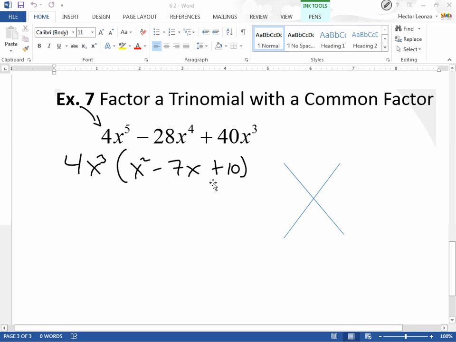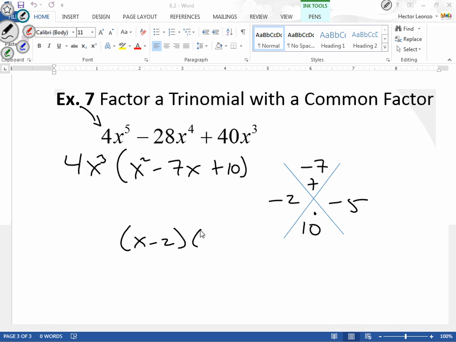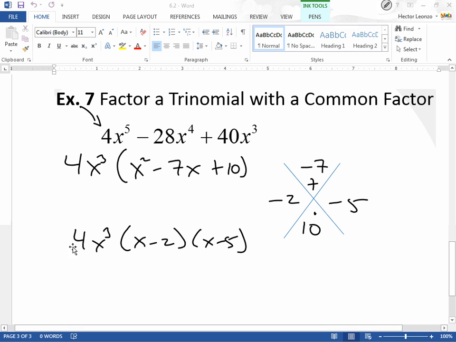Now I'm just focused on the parentheses. I'm looking for two numbers that multiply to 10, but when I add them equal negative 7. So I'm going to think of negative 2, negative 5. So the parentheses by itself factors to x minus 2 and x minus 5. That's how we factor the parentheses. But in the answer, don't forget your 4x cubed, because that is your greatest common factor. When we say factor out, we basically factor everything. So this will be my answer: 4x to the third times x minus 2 times x minus 5. So don't forget the greatest common factor to begin with.